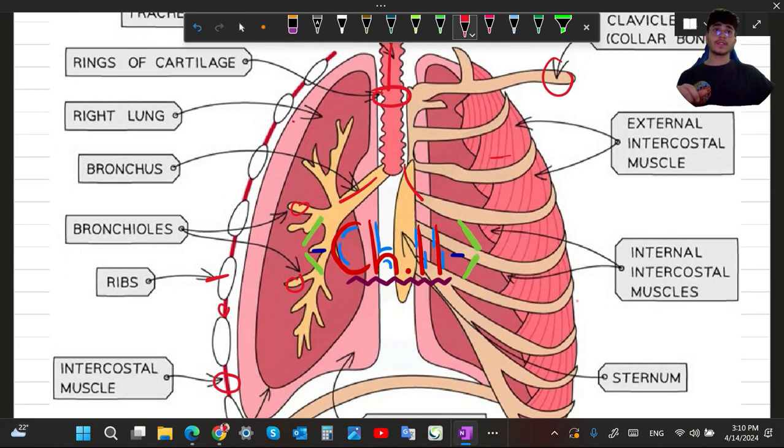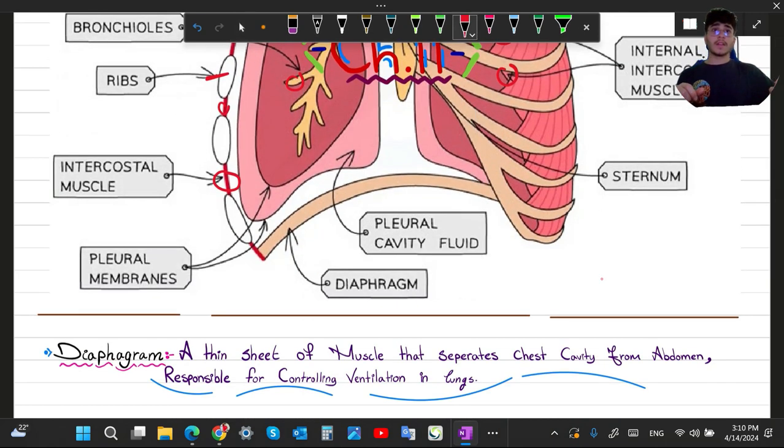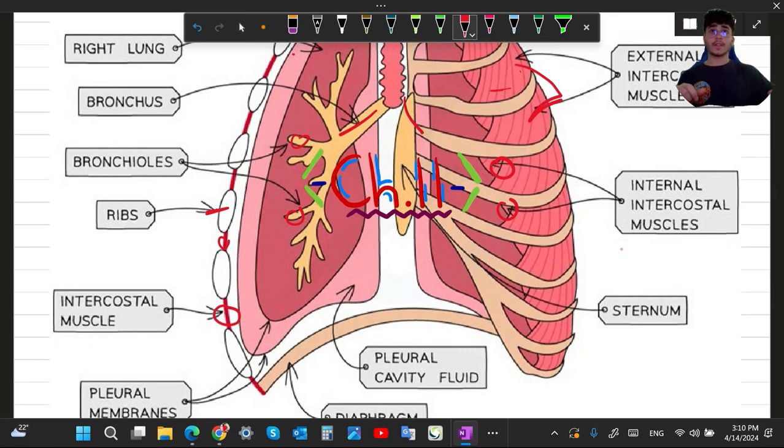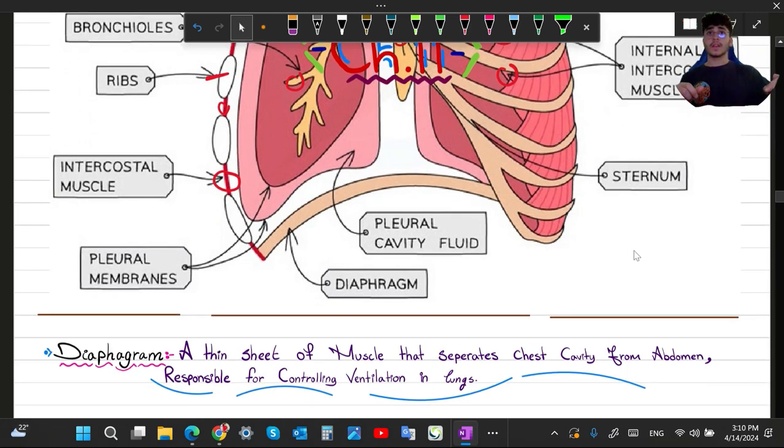These are the external intercostal muscles located on the outside. These are the internal intercostal muscles located on the inside. This is the sternum, to connect both lungs and support the larger lung. This is a cavity with fluid present in the smaller lung, and this is the dome-shaped muscle, the diaphragm.